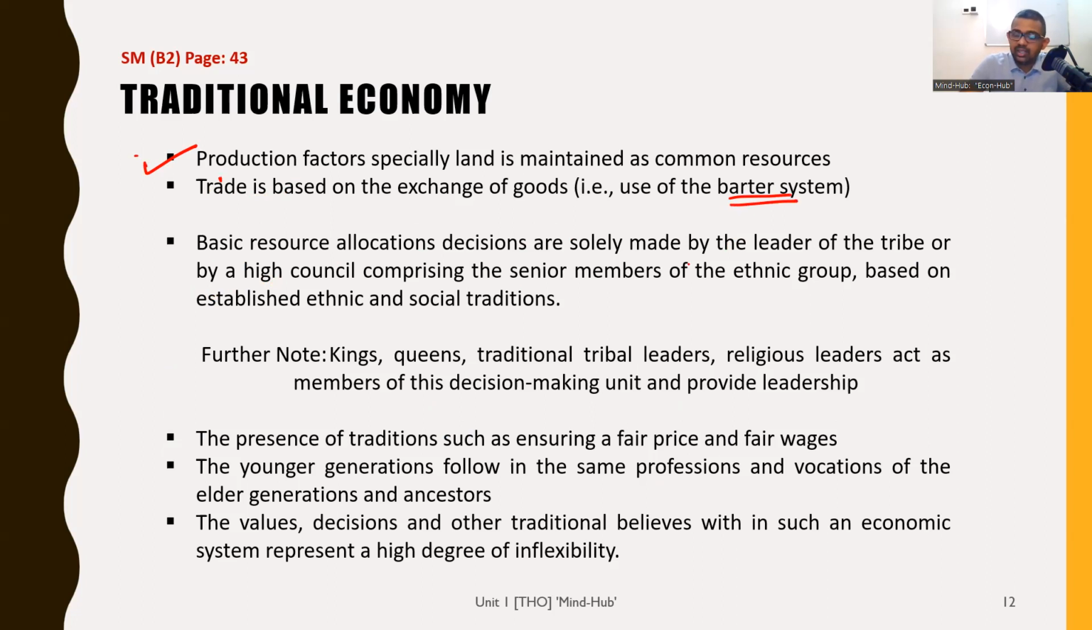They don't use money in a traditional system. It's about exchanging goods for goods, goods for services. Barter system, very basic. Basic resource allocation decisions are made solely by the leaders of the tribe, because they are the ones who know the traditions well. Yes, the more senior members of the tribe, or a high council comprising senior members of the ethnic group, based on established ethnic and social traditions. Ethnic and social traditions are what they use to solve basic economic problems.